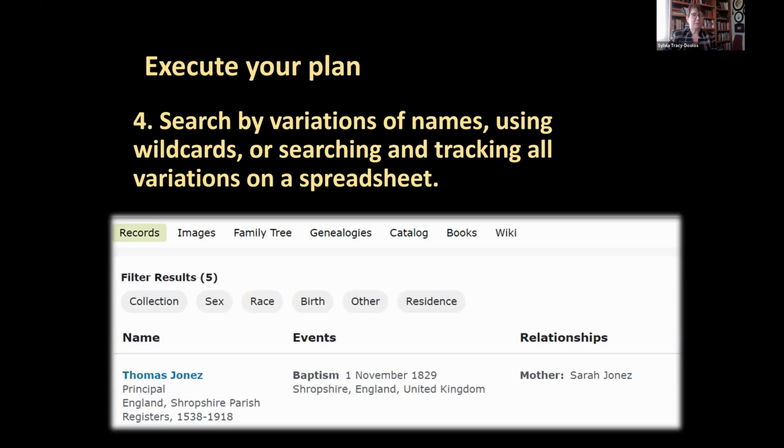Here's that Thomas Jones example again, and in this baptism record, his mother is listed there, and she spelled her name Sarah Jones with a Z. So this is a family that is very tied to that Z in their spelling of that name. That makes it pretty easy to research them to a certain extent.